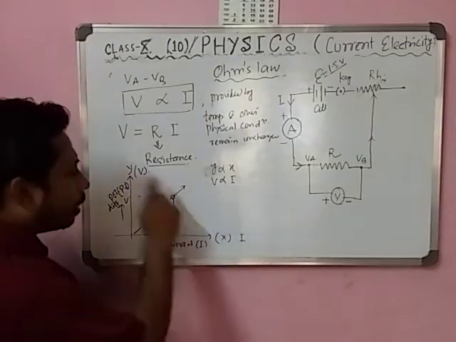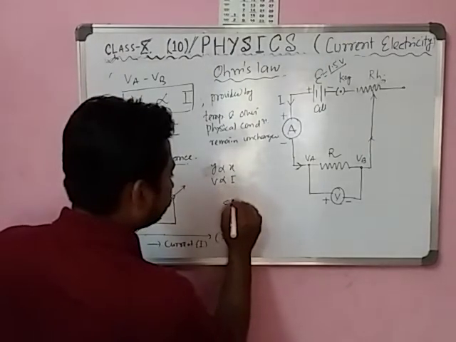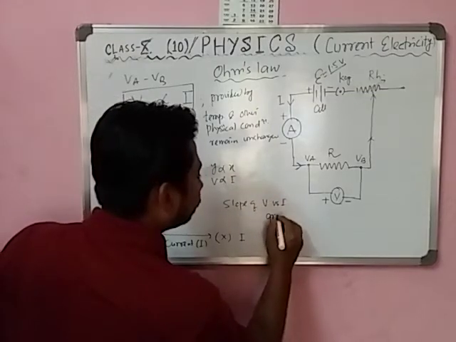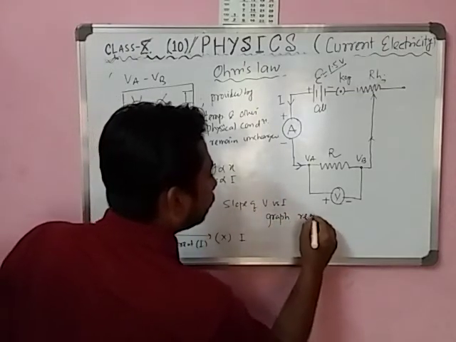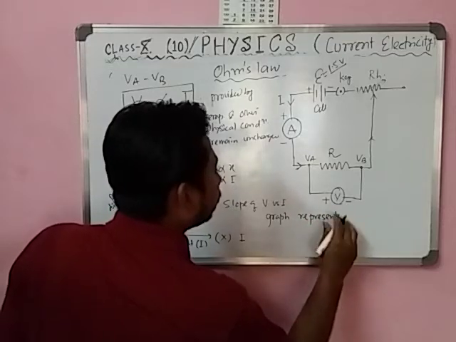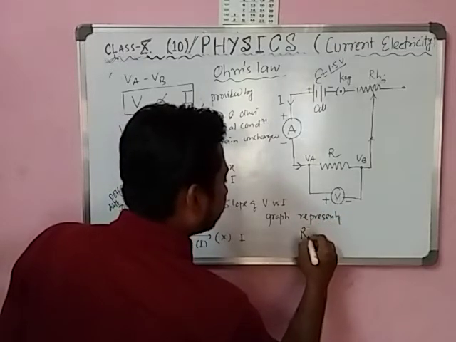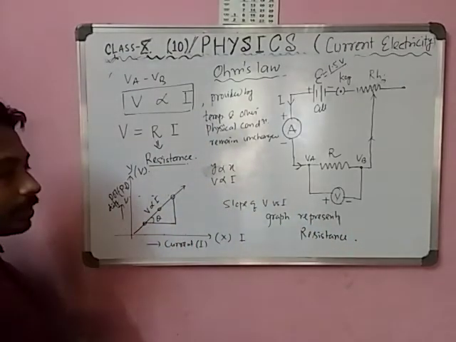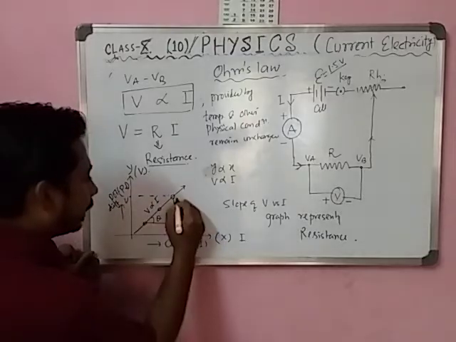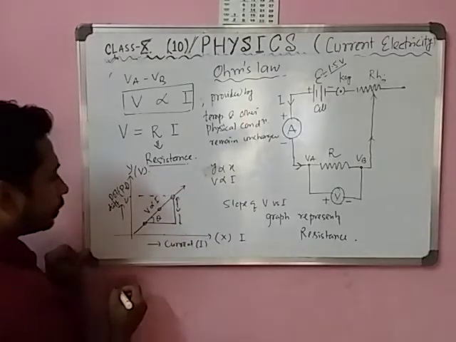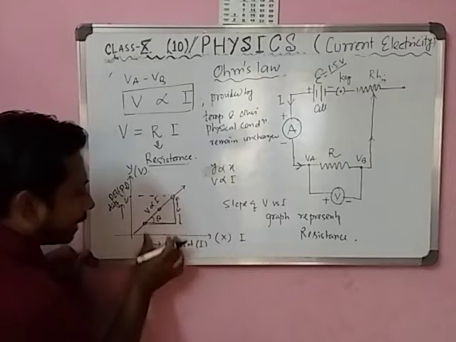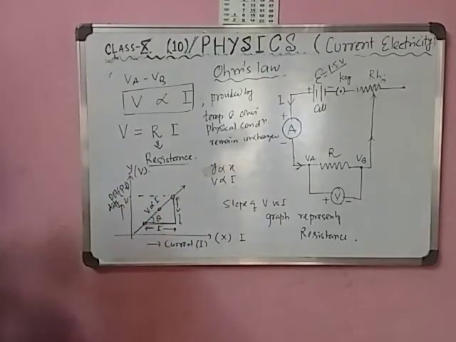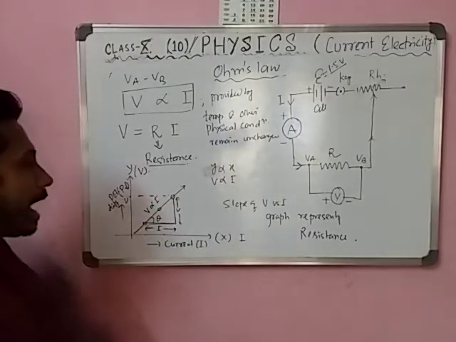Students, the slope of the V versus I graph represents resistance. Okay. So if you draw the slope, actually this length is V, and this length is parallel to current, so I. This length is V and that length is I.